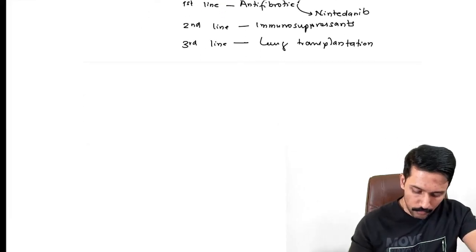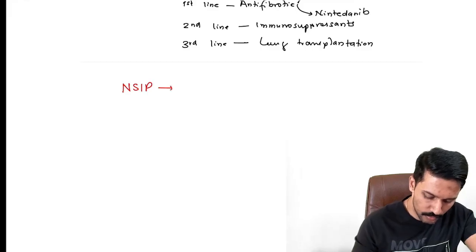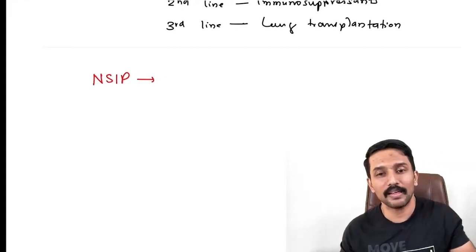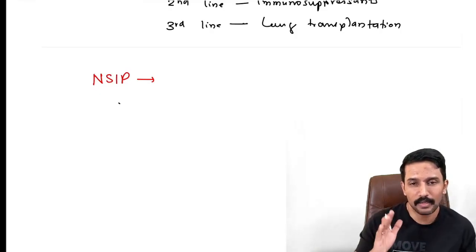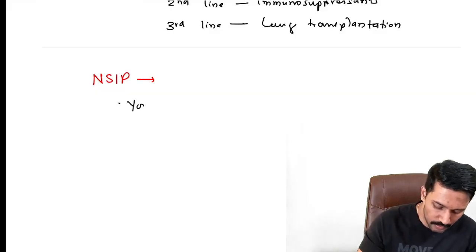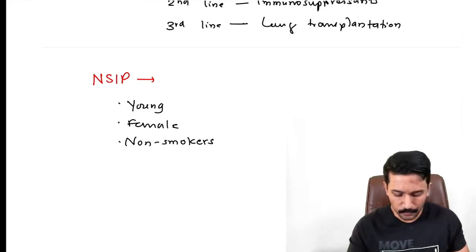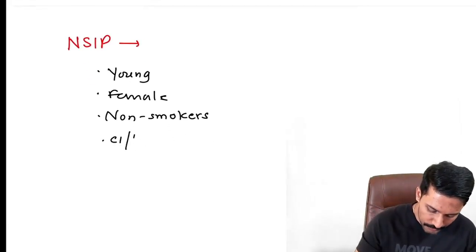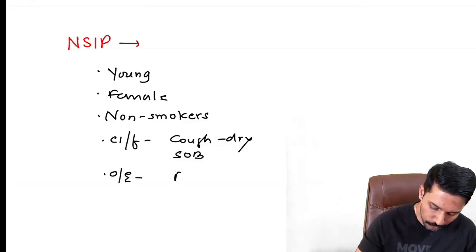Okay, now we have one more ILD, that is idiopathic non-specific interstitial pneumonia. And you remember from the offline classes, you have to think of exactly the opposite of IPF. IPF was typically more common in elderly male smokers. This is more common in young female non-smokers. Here, in terms of clinical features, it is the same: cough which is dry, and shortness of breath or dyspnea. On examination, here also you get fine crackles.